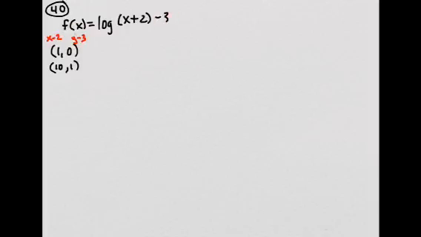So we transform the 2 points, and you get 1 minus 2 is -1, 0 minus 3 is -3. Then 10 minus 2 is 8, and then 1 minus 3 is -2. Okay, so we're going to sketch that.